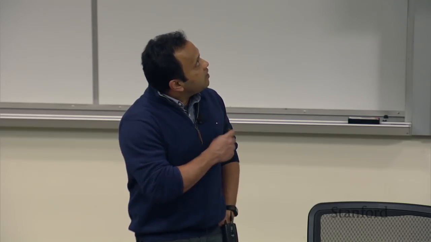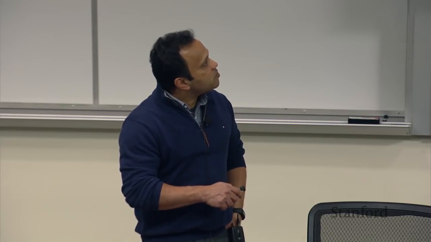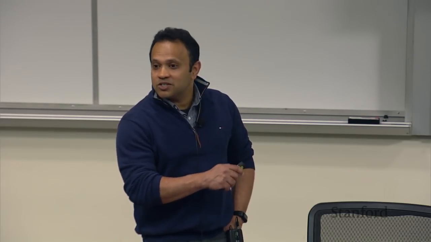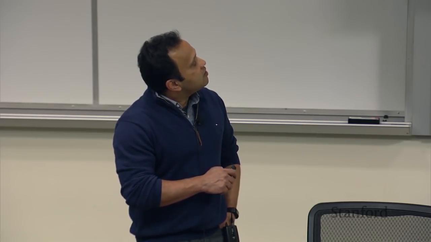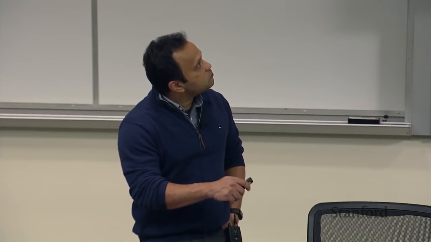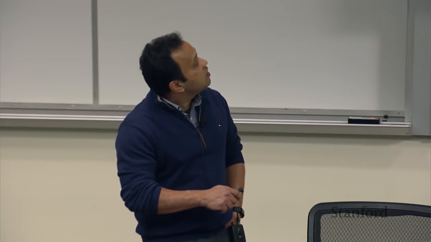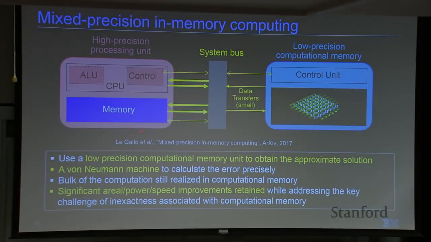So that leads us to mixed precision in-memory computing. What do you do here? You always use your low precision computational memory in conjunction with a high precision standard von Neumann machine, right? The bulk of the computation, you still try to perform on the computational memory unit, but then the error correction, or finding out the error operation, you perform in this precise von Neumann machine.